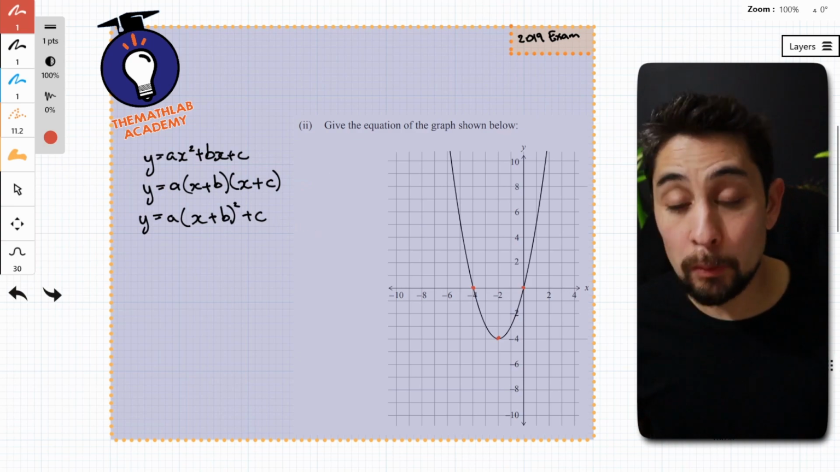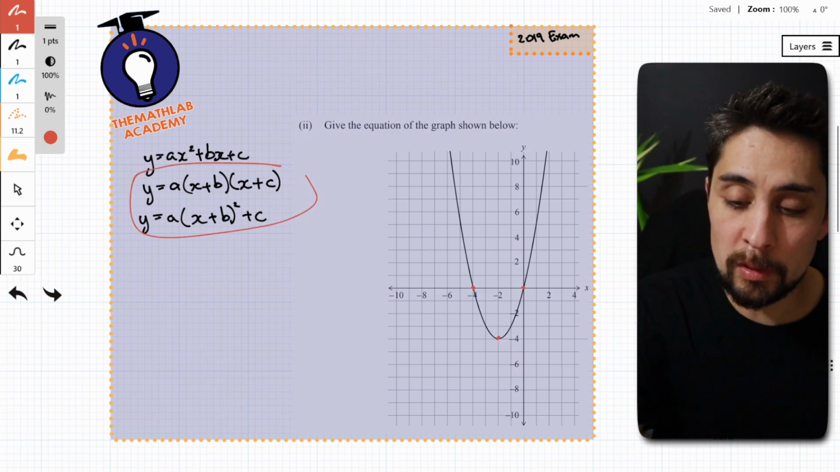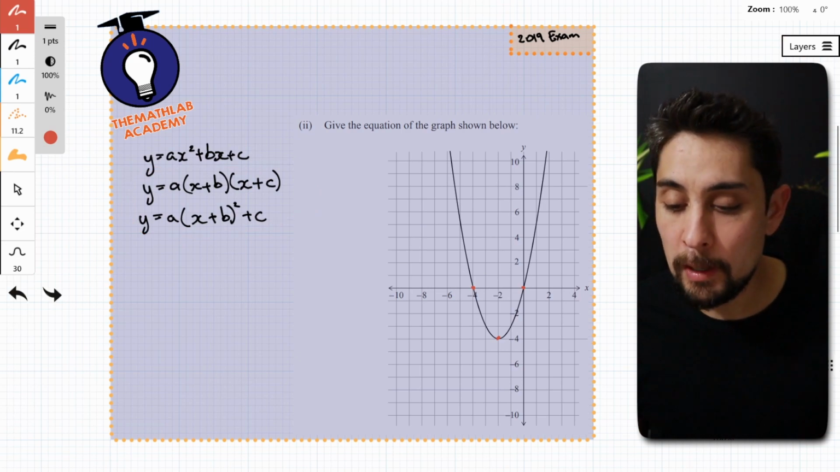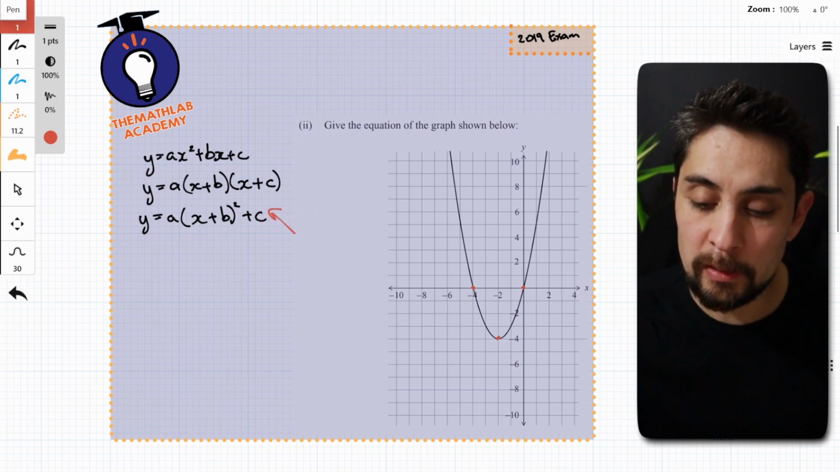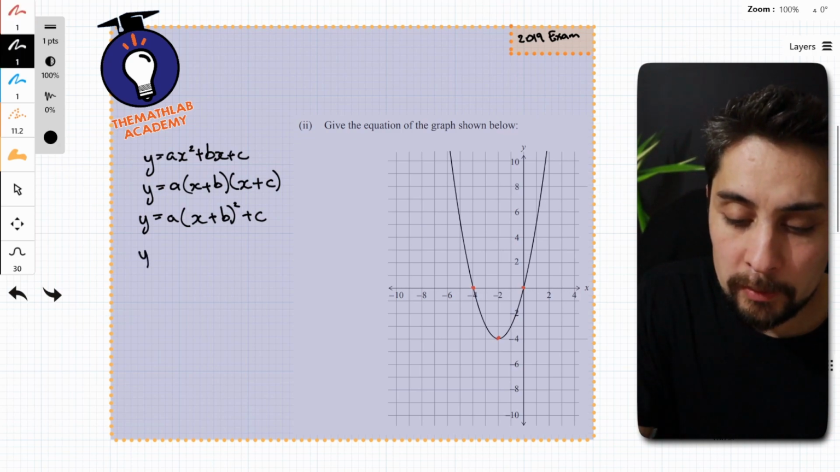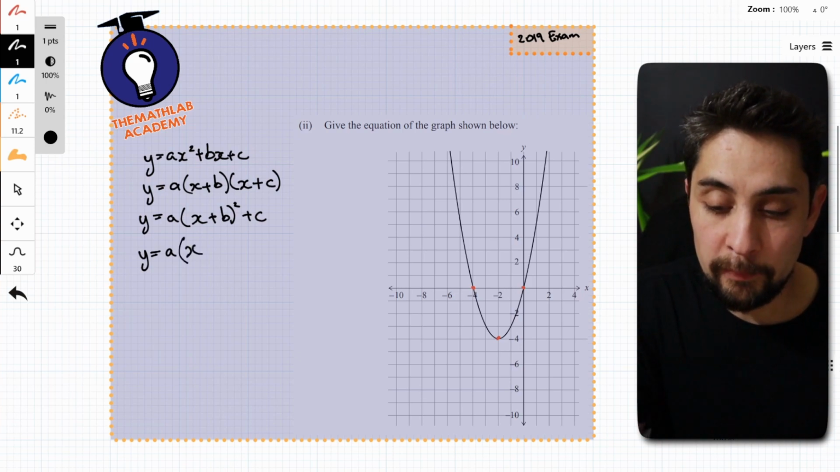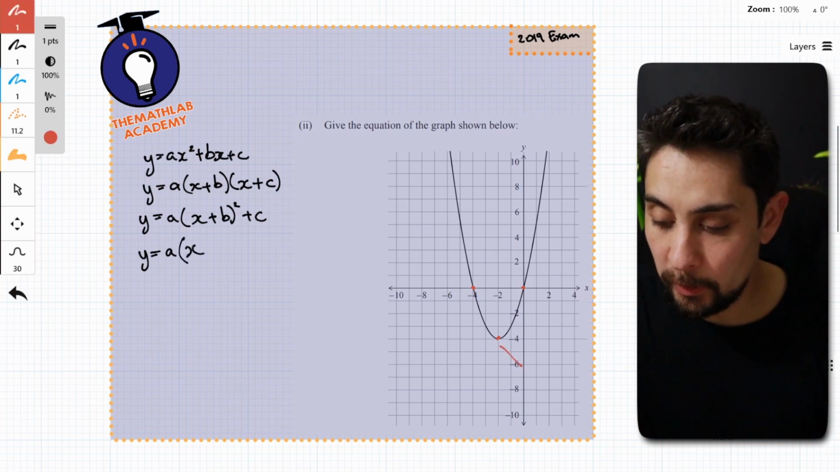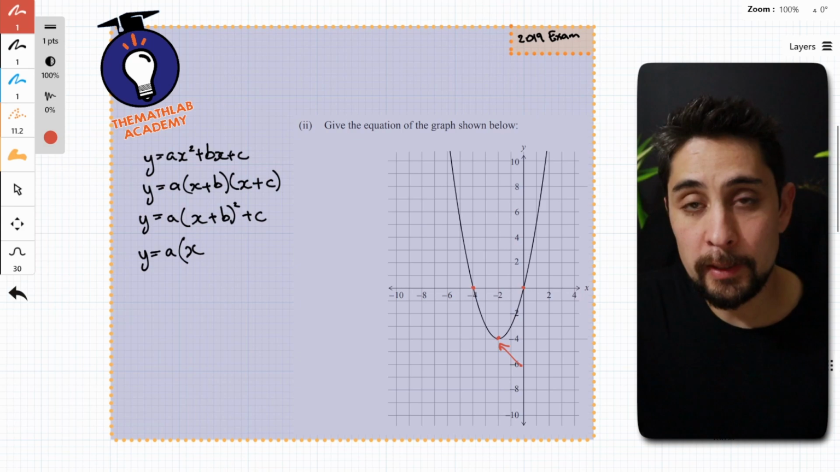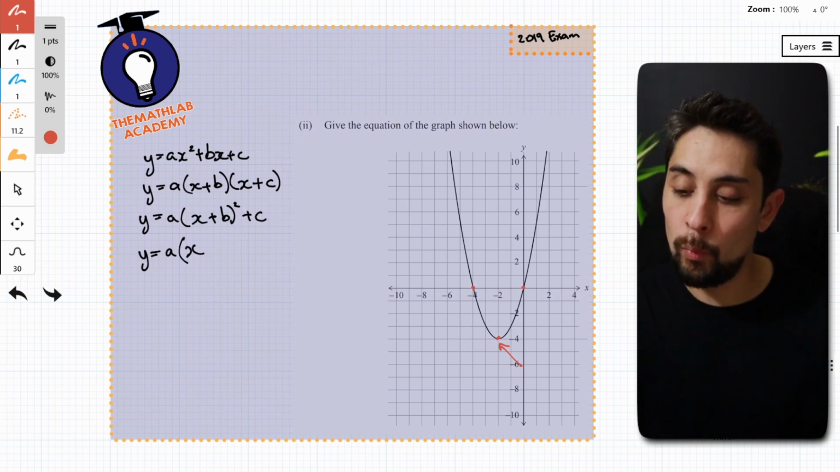In our case, we know both the x-intercept and the vertex. We're not given a table of values, so we could use either one of these two forms. For this question, I'm just going to use the vertex form for no real reason, just because I want to. So the first thing we'll do is just put in where the vertex is. The vertex is this turning point here. This vertex is at -2 on the x-axis and -4 on the y-axis.